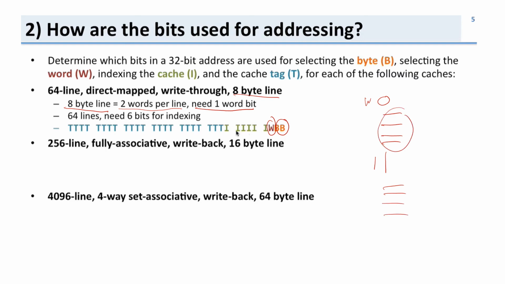So each word has only four bytes to represent, so the byte bits are always 2, plus 1 word bit. Since it's 64 lines and direct mapped, we need indexing. To select among 64 lines, we need 6 index bits. And the remaining bits are all for the tag.